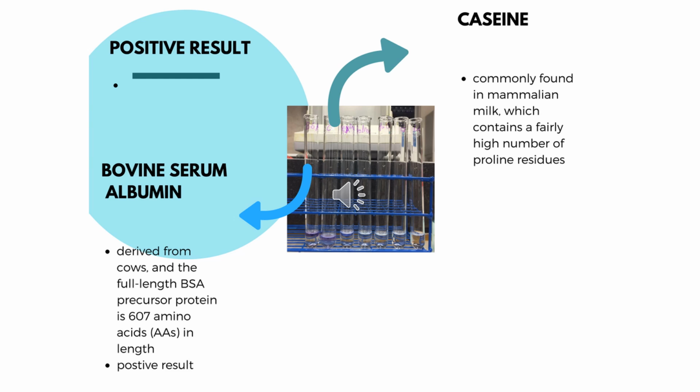For this experiment, we used bovine serum albumin and casein for positive results. Bovine serum albumin is derived from cows, and the full-length BSA precursor protein is 607 amino acids in length. Casein is commonly found in mammalian milk, which contains a fairly high number of proline residues.